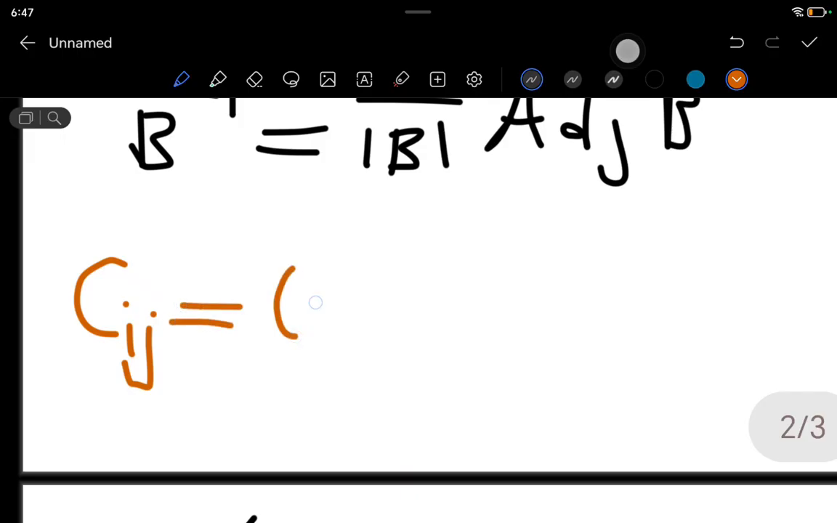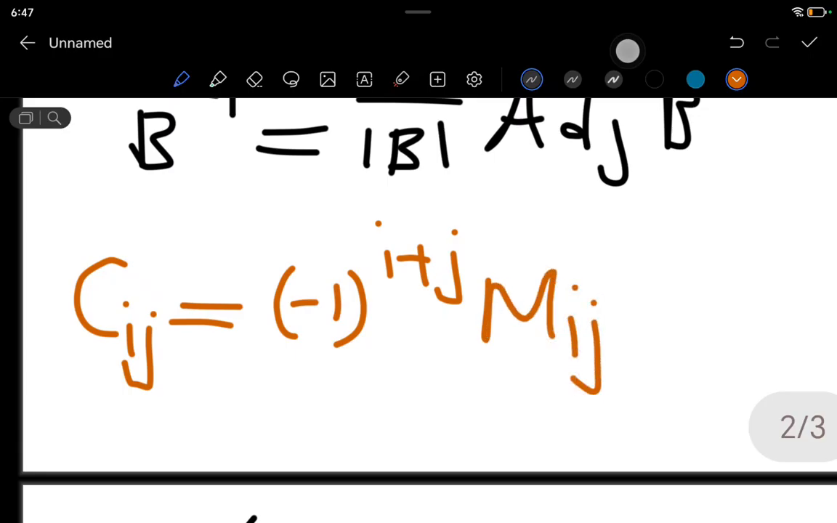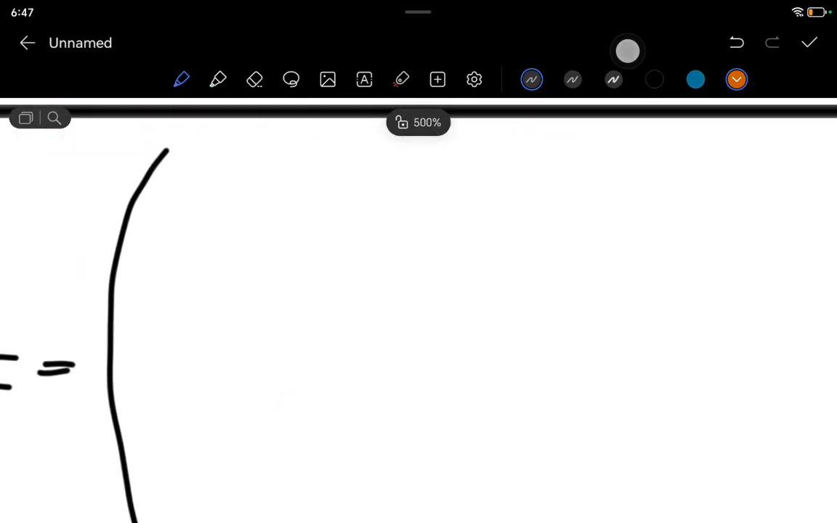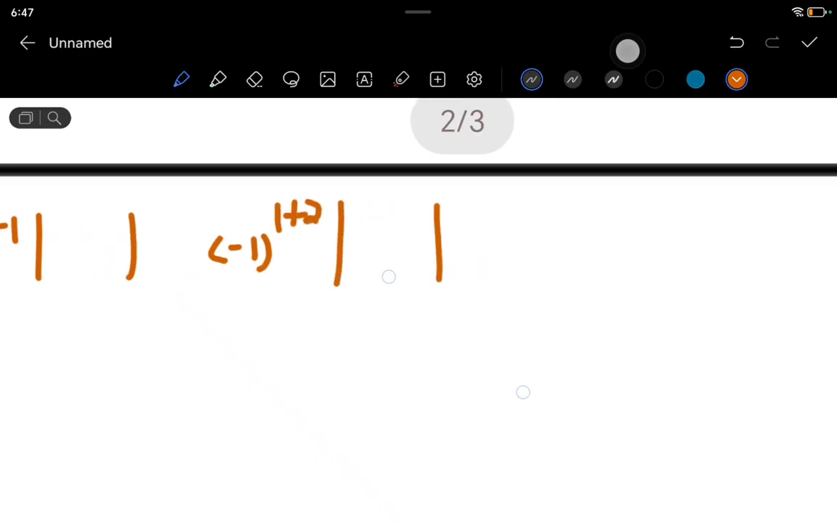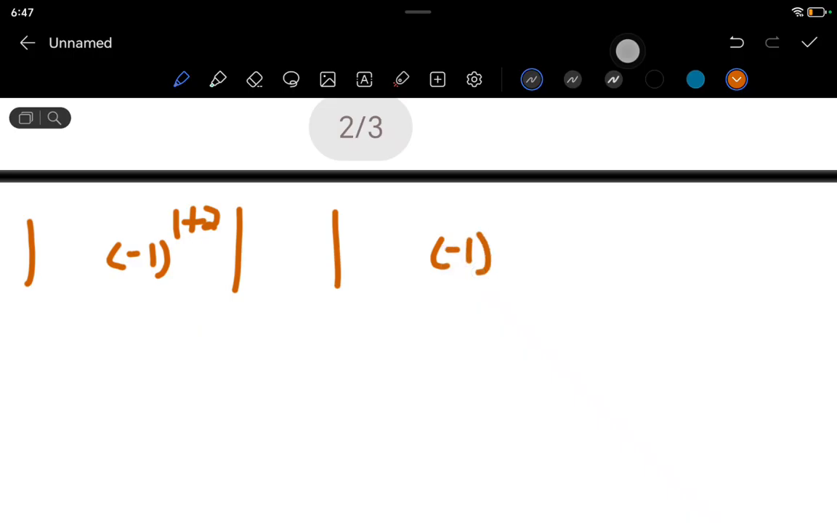Cofactor, I need minus 1 to the power i plus j times the minor. You see that? So that's what I'm going to be doing here. In short, the first entry of the matrix is 1 plus 1, so minus 1 to the 1 plus 1, then times the minor. Then for the middle one, minus 1 to the 1 plus 2, this is entry 1 2, times the minor, minus 1 to the 1 plus 3 times the minor.